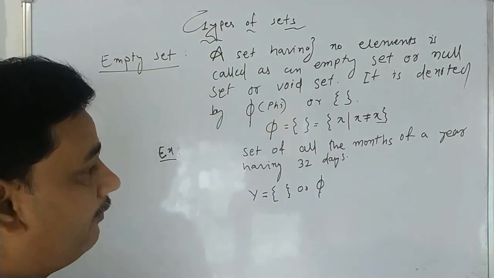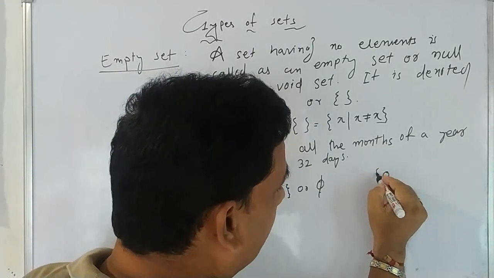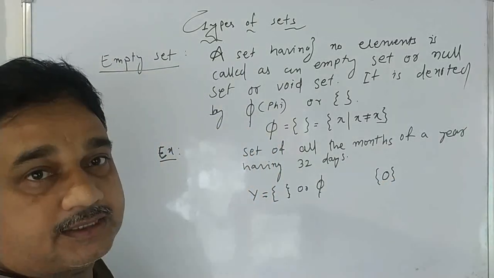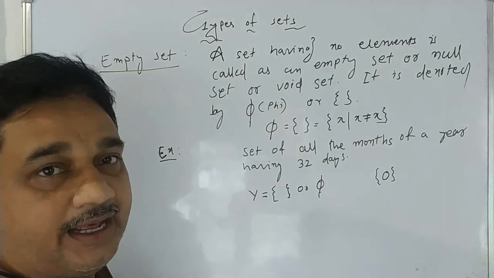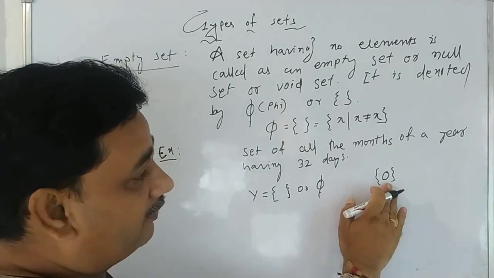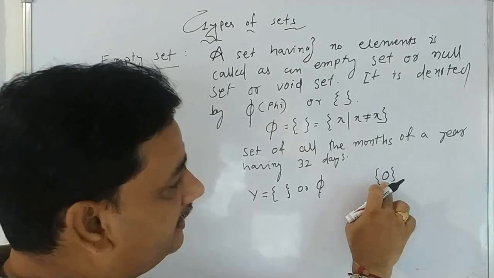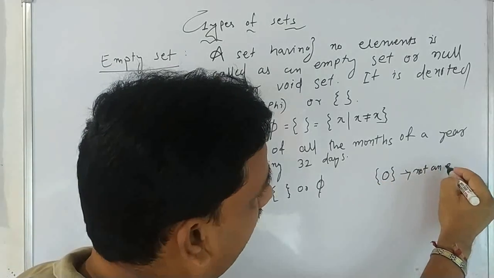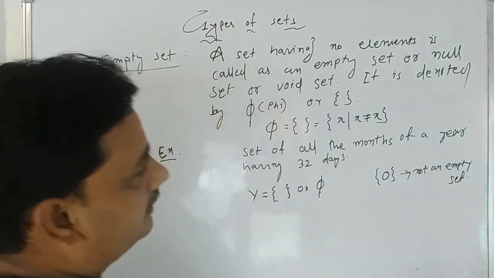And keep one thing in mind, some students write this one as {0} because they consider that 0 is not an element. So sometimes we are saying nothing means 0. So you don't make that mistake. When 0 is written, it is also considered as an element. So this is not an empty set.